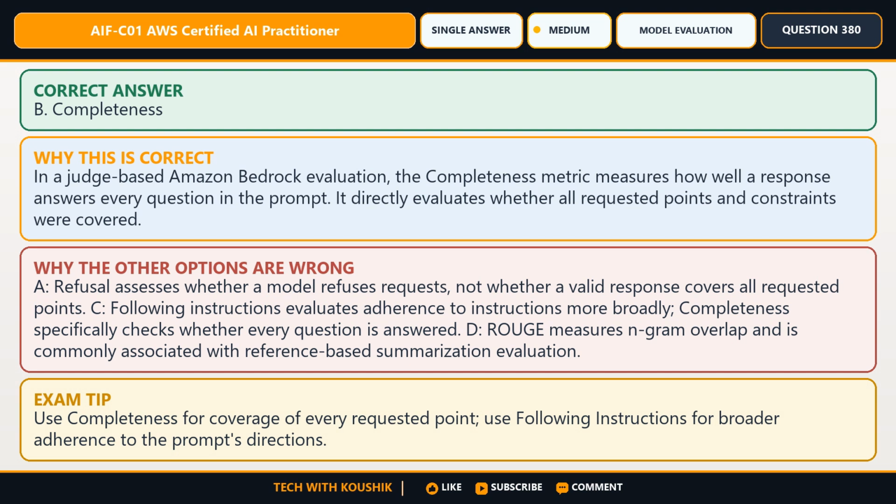Here is how to rule out the alternatives. A. Refusal assesses whether a model refuses requests, not whether a valid response covers all requested points. C. Following instructions evaluates adherence to instructions more broadly. Completeness specifically checks whether every question is answered. D. ROUGE measures n-gram overlap and is commonly associated with reference-based summarization evaluation. A useful exam pattern is this. Use completeness for coverage of every requested point. Use following instructions for broader adherence to the prompt's directions.